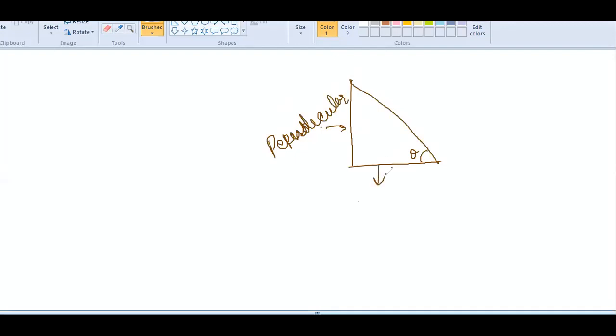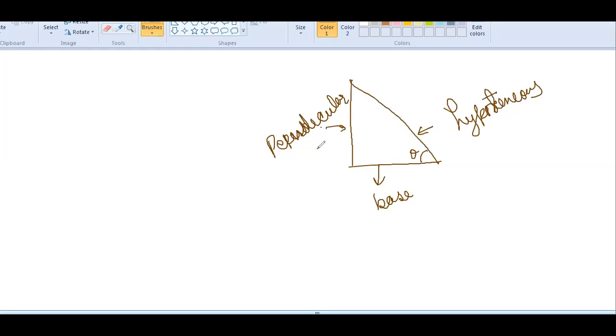This will be your base, and this we call the hypotenuse. What is the hypotenuse? In a right angle triangle, the longest side, this side, we call the hypotenuse.